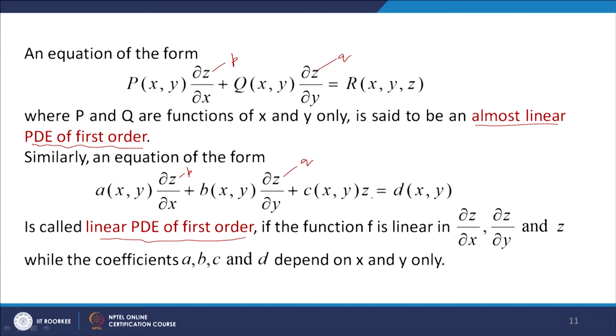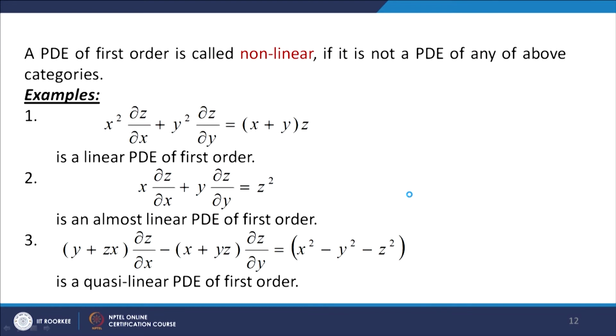So here the function f, which occurs in f(x, y, z, p, q) equal to 0, if this function f is linear in p, q and z, while the coefficients a, b, c, d depend on x and y only, then we shall call it a linear PDE of first order. A PDE of first order is called non-linear if it is not a PDE of any of the above types. Okay. So, for example, let us look at these examples.